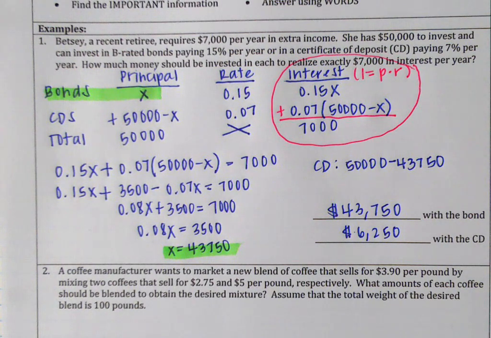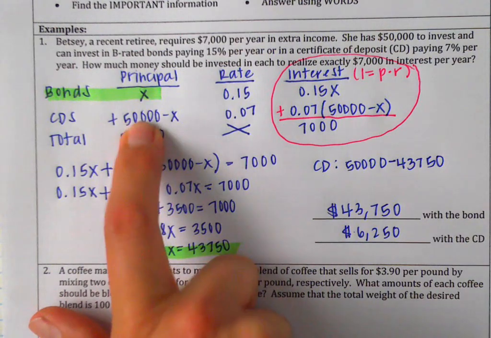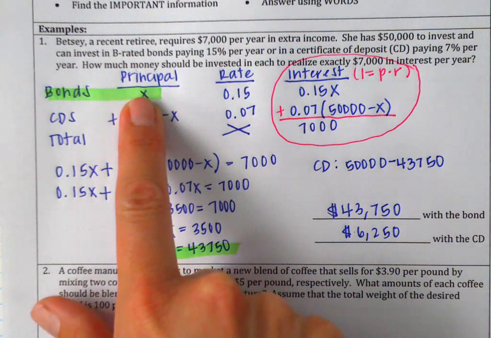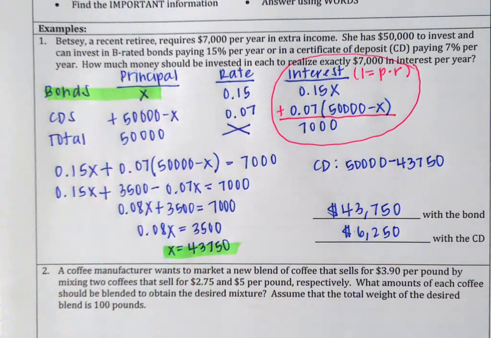Yeah. I have a question. How did you know to make the bonds X and the CDs 50,000 minus X? I could have done CDs X and then bonds 50,000 minus X. It doesn't matter as long as you know which one is which.